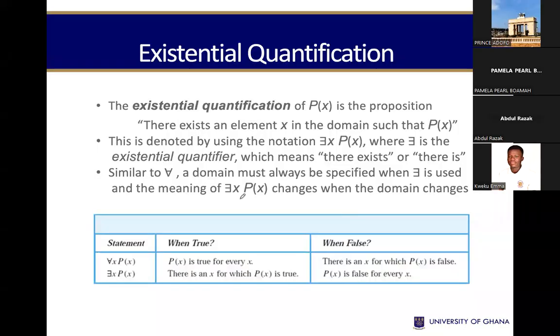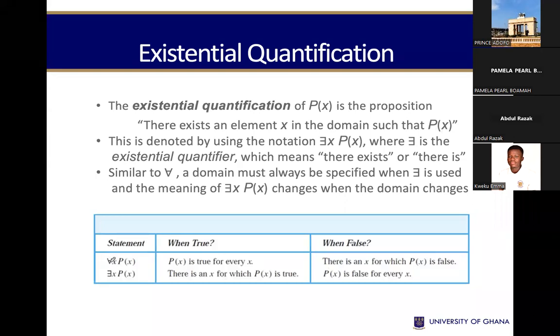Okay, good. Now, existential quantification means that we are only looking for one of them to make the whole statement true, at least one of them. There is just an element x in the domain such that p of x will be true. That's the meaning of existential. Unlike universal, where we are looking for one of them to make the whole thing false, in existential we are looking for one of them to make it true.